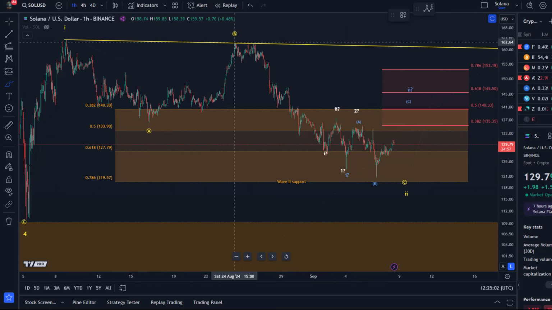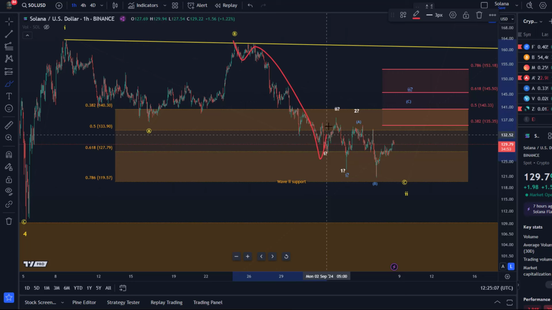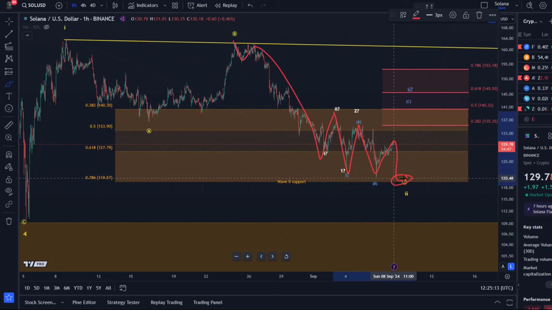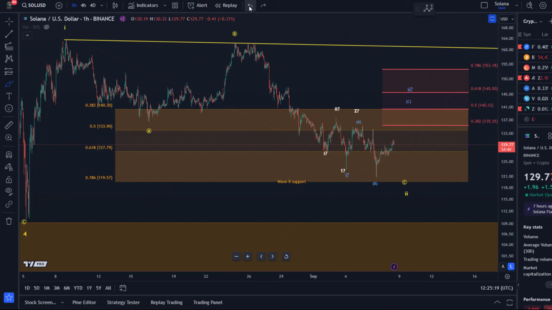To give you an idea, maybe this is a wave 1, a wave 2. This could be a wave 3, a wave 4, and then this is a wave 5 to the downside. 1, 2, 3, 4, 5. So we might get one more low testing the $119.57 level before the price gives us an upside reversal.